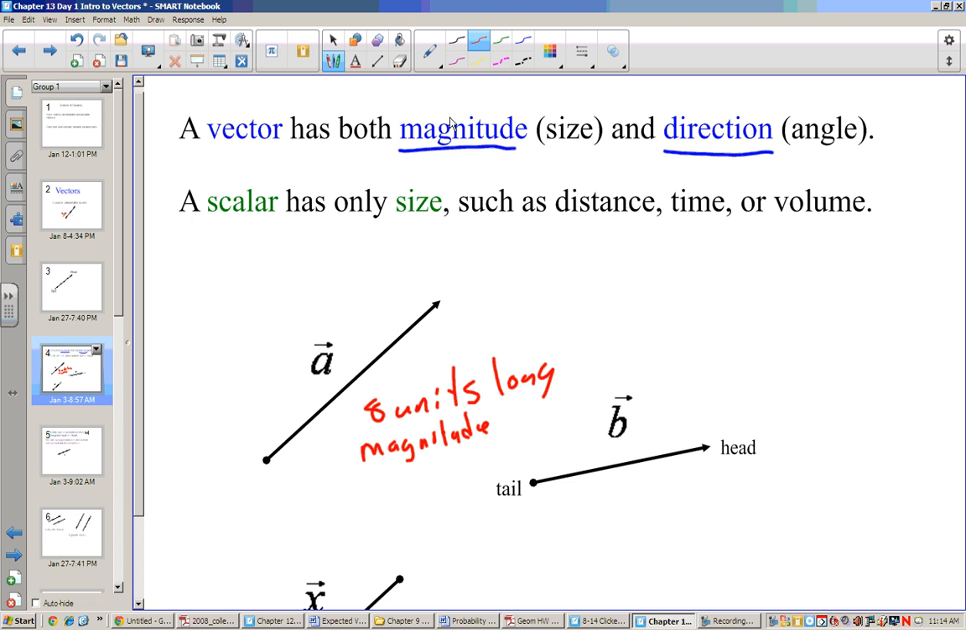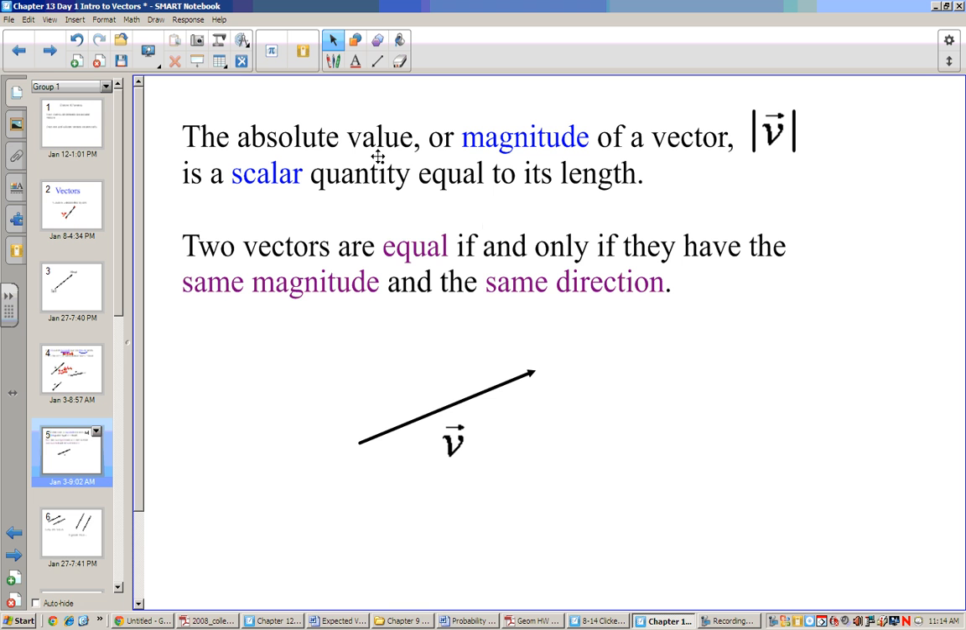Now when we write magnitude, what we write is this A with absolute value bars. So it would be: the magnitude of A is 8 units. The absolute value, or magnitude, of the vector is the scalar quantity equal to its length.